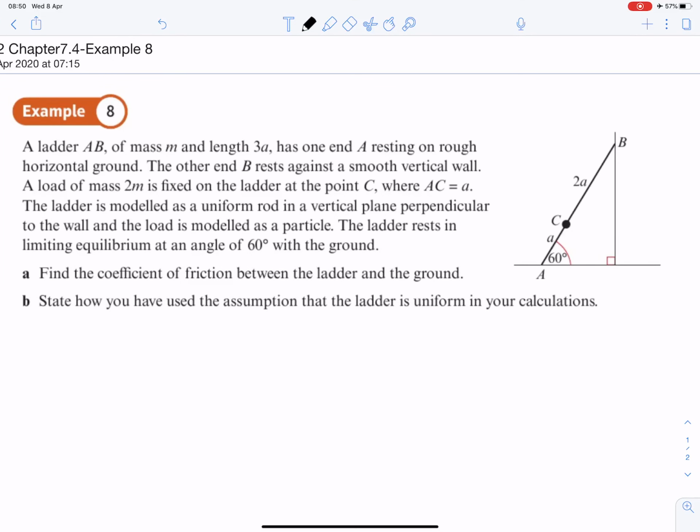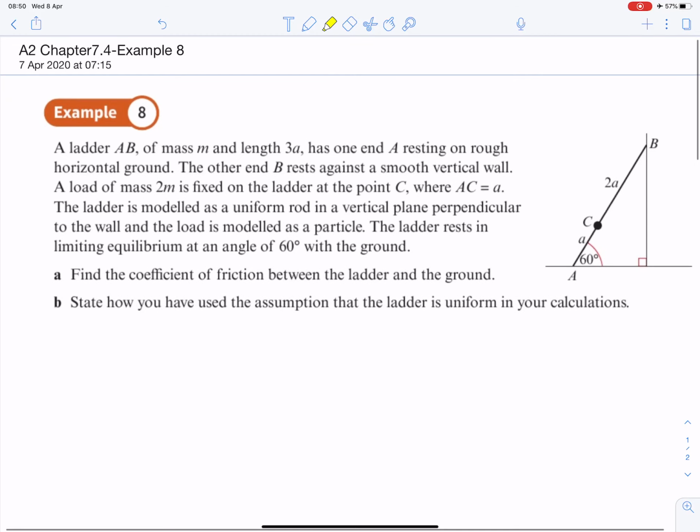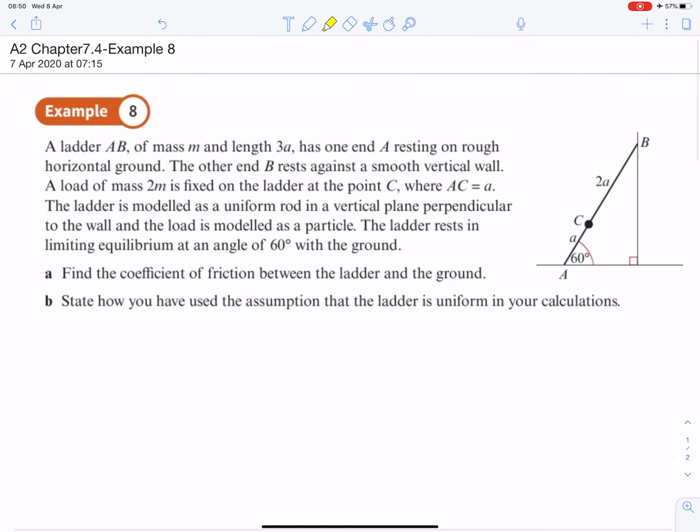So here we go, guys. This is the second example in chapter 7, and this is the section on 7.4 on static rigid bodies. So, usual routine, let's go through and pick out the key facts.